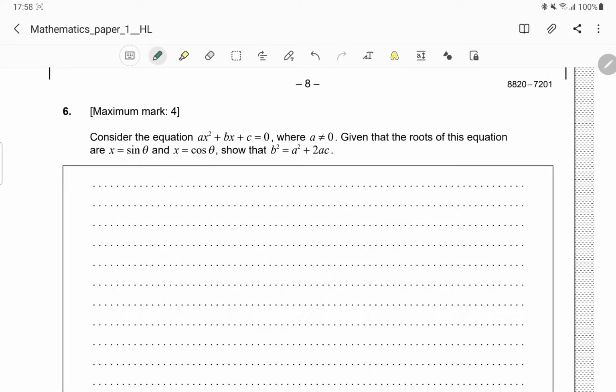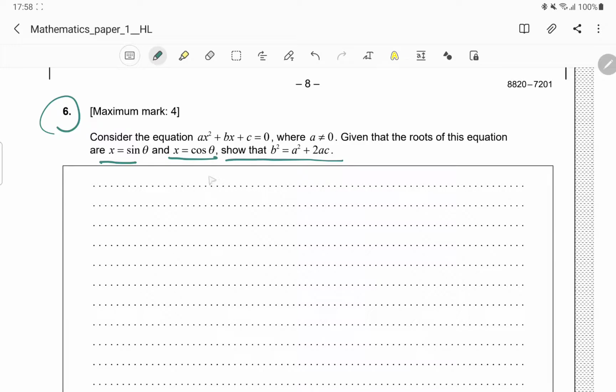So today we are continuing with our previous year question series and we are on question number 6. Consider the equation ax squared plus bx plus c equals 0, where a is not equal to 0. Given that the roots of this equation are x equals sine theta and x equals cos theta, show that b squared equals a squared plus 2ac.